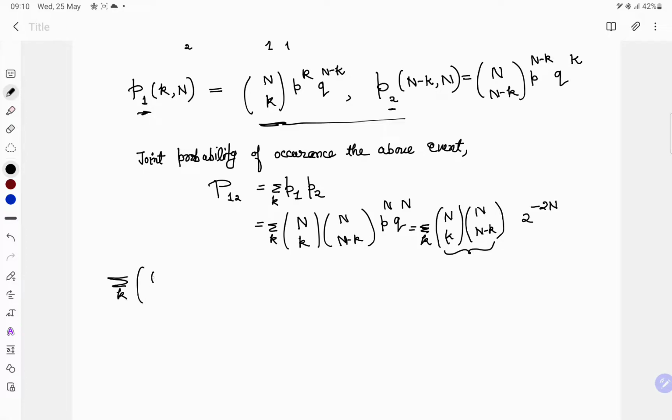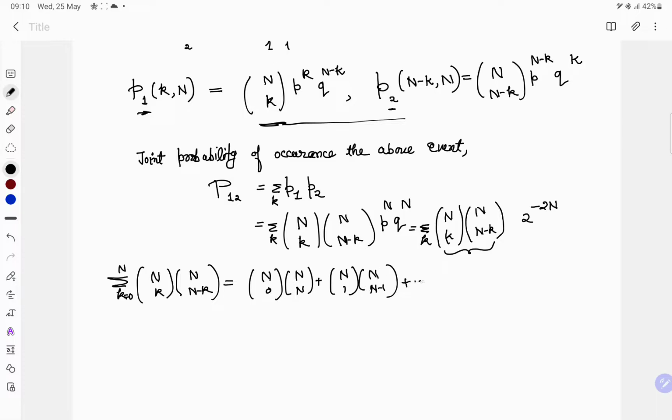Sum over k, nCk times nC(n minus k), is equal to, k going from 0 to n, of course. So nC0 nCn, plus nC1 nC(n minus 1), and so on, and again nCn and nC0. So this is our total sum.